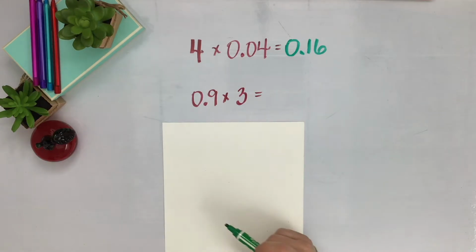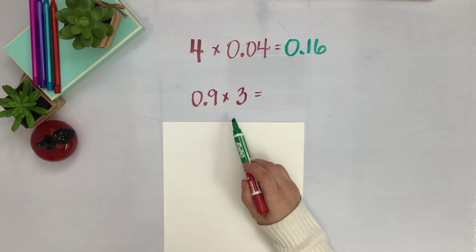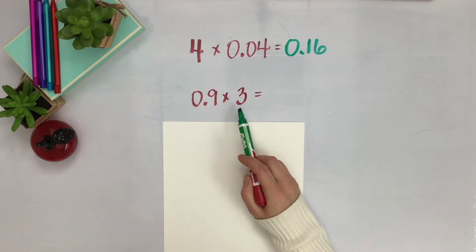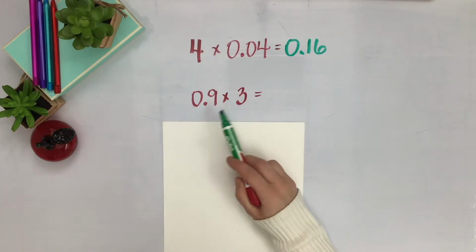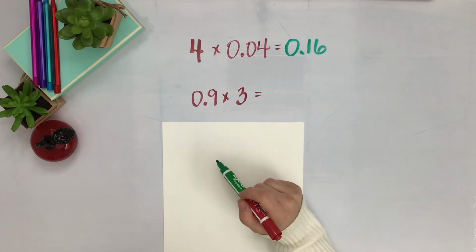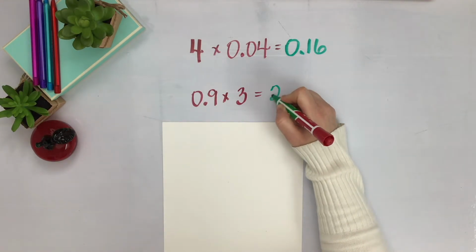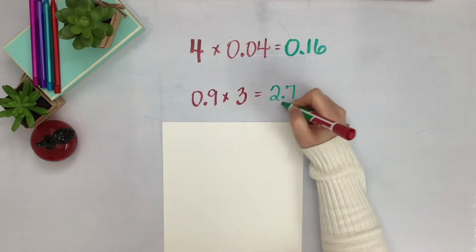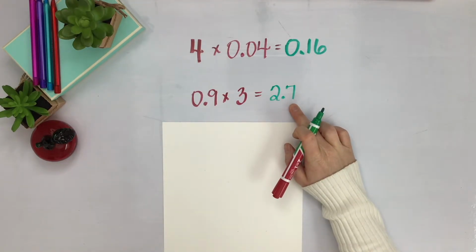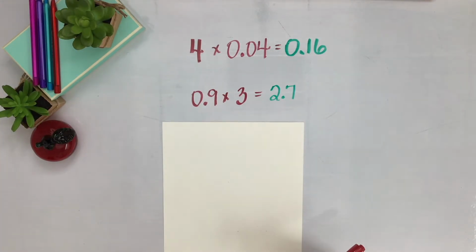Here's another example, 9/10 times 3. I know that multiplication has the commutative property, which means I can switch the order. So I can think of this as 3 copies of 9/10. So 3 copies of 9/10 should be 27/10. 27/10 looks like this. My last digit's in the tenths place. So 2 and 7/10, 27/10, there it is.